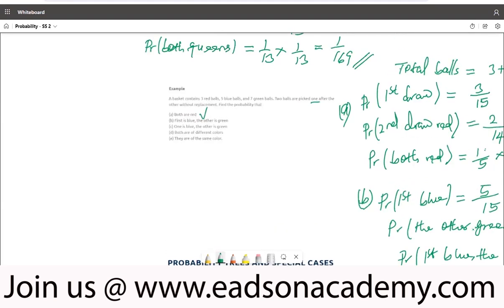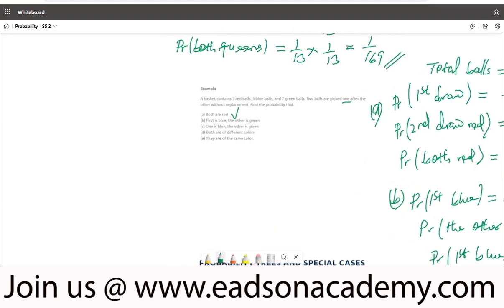Now question C says, the probability that one is blue, the other is green. One would think that question B and question C are the same. They are not. Question B specifies that the first is blue, while the other one is green. But question C does not specify. It says one is blue, the other is green. It could be that the first is blue, the second is green, or the first is green, the second is blue. Since there is no specification of which one is blue and which one is green, you just say one is blue. It could be the first one, it could be the second one.